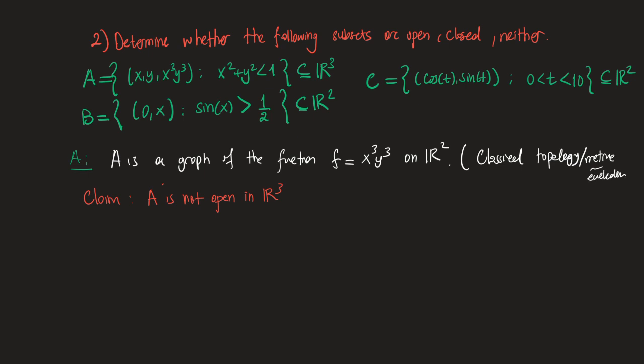You will see that the metrics are equivalent on the Euclidean space Rn. You will see that. But maybe you have already seen it. Anyway, so A is not open in R3. Let us prove it.